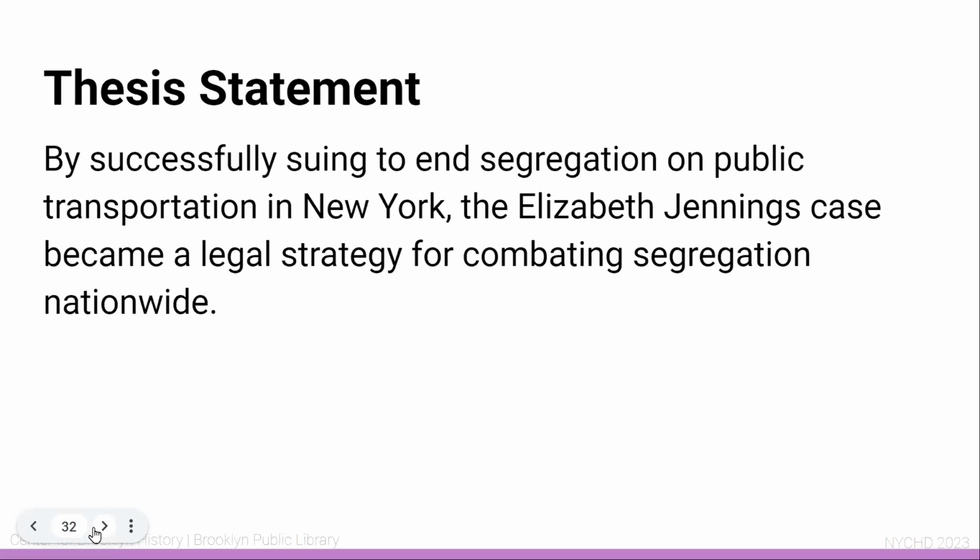So this really was a work in progress, and I would sometimes have to spend a full week just working on thesis statements. And so your students, they have their body of evidence, and this is their bold claim. By successfully suing to end segregation on public transportation in New York, the Elizabeth Jennings case became a legal strategy for combating segregation nationwide. Wow. Pretty impressive for a middle school student or even a high school student.